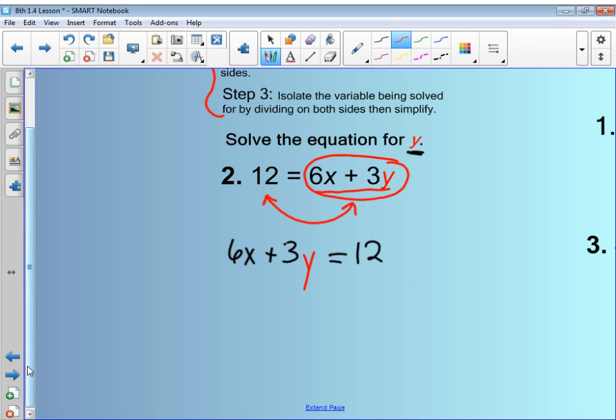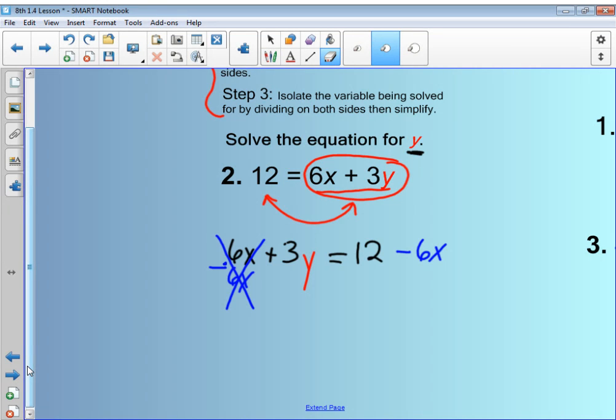Now looking at this, we have to get rid of the part that's not directly attached to the y. I see a 6x here. Remember, this is positive, so the opposite would be negative 6x or minus 6x. And over here, I'm just going to write it right behind here, minus 6x. I can't combine those because the 12 does not have an x. Now simplified, I'm just going to erase this part here. Instead of rewriting it, I'm going to erase it because it's really gone. I canceled it out.